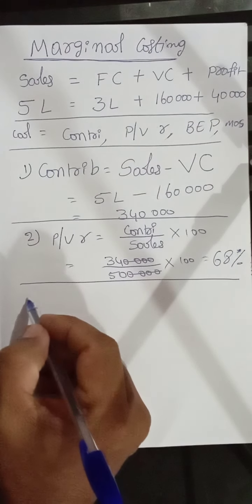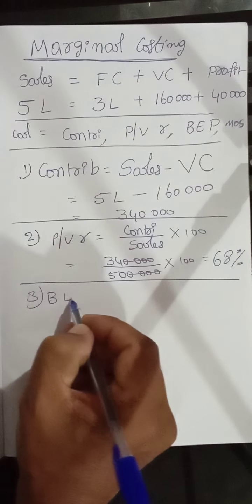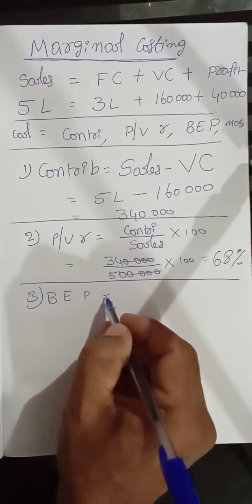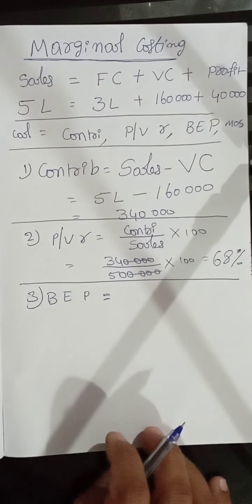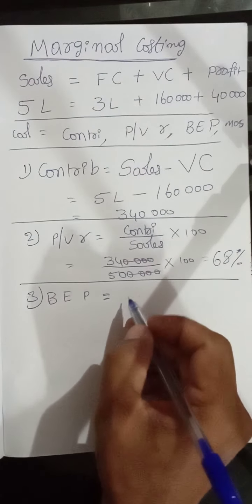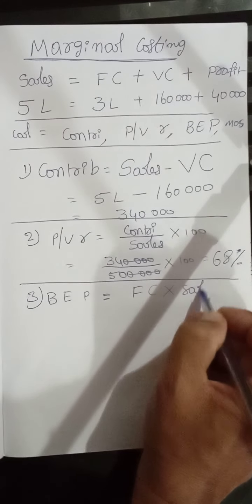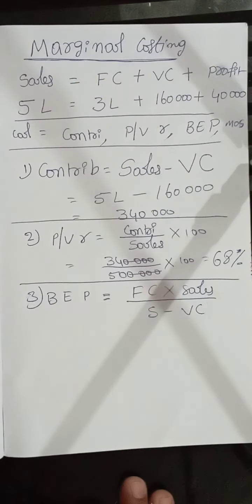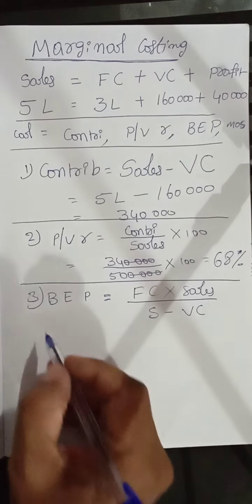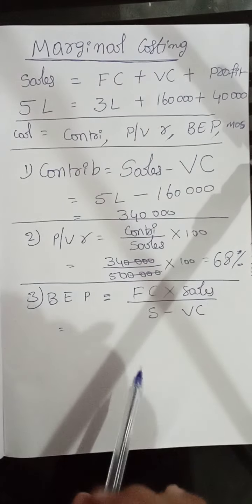Then next, third one, break even point. Very important one. It means no profit no loss. It is the point showing no profit no loss. That is called the break even point. The formula is fixed cost into sales divided by sales minus variable cost. Given information, we have it all already. FC we have, sales we have, and sales minus variable cost also we have.